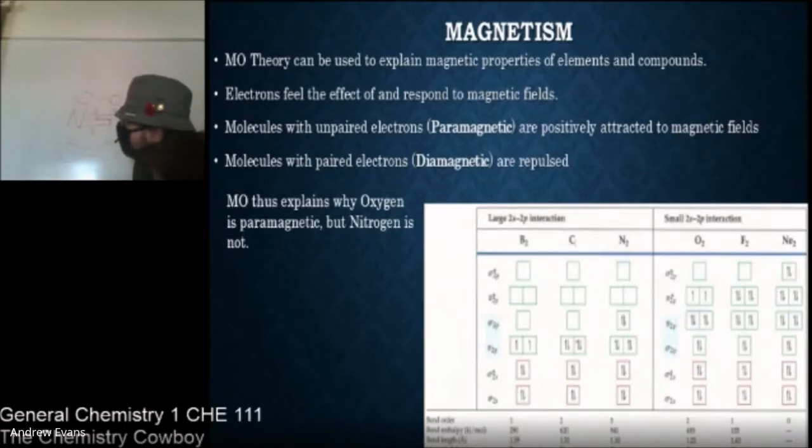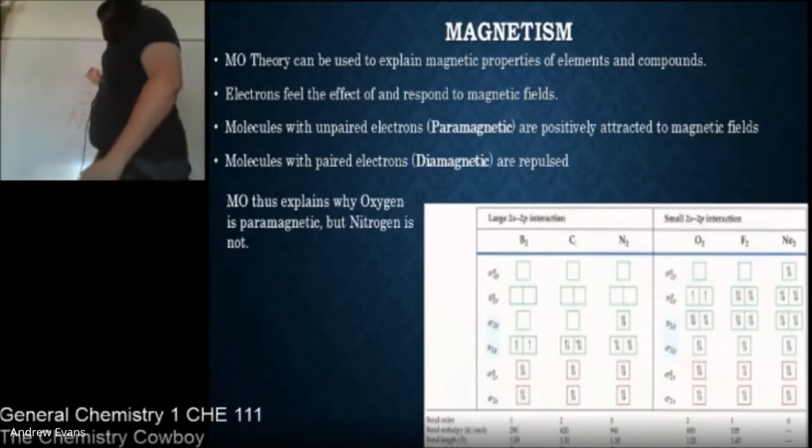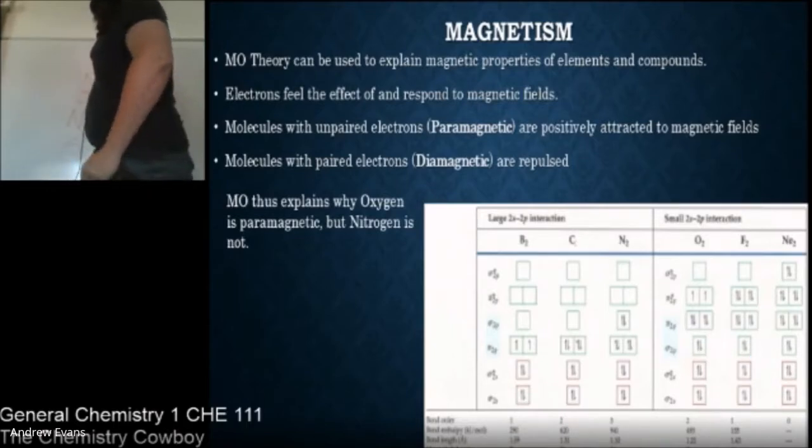F2, we have now 14 electrons to use. These get paired up, so the pi and the pi star are both filled. So the net bond order is just 1. As we see F2, we would not expect more than that. F2 only has 1 bond. We only want to make 1 bond to fluorine.